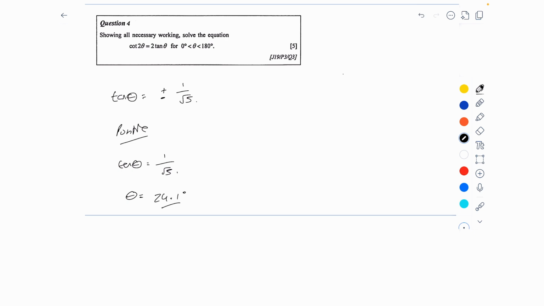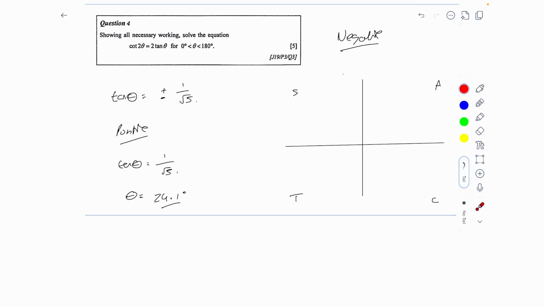Now, this is where things get interesting. If we go back to our CAST diagram, where is tan negative? Well, tan is positive in these quadrants, so therefore tan is going to be negative in these quadrants. Now, this is where the common mistake comes in about mindlessly using CAST diagrams, because oftentimes people will just randomly plug in a value here or whatnot. So we need to think about this methodically.